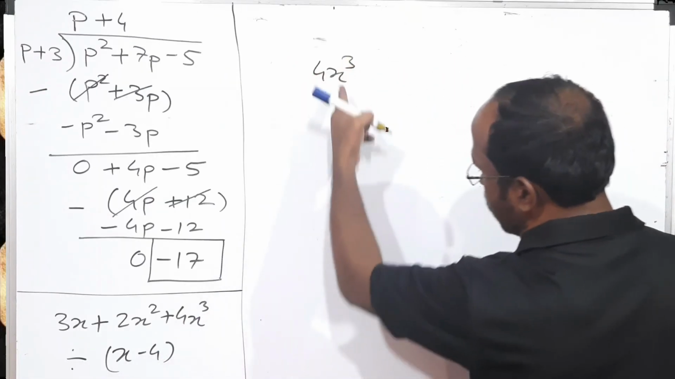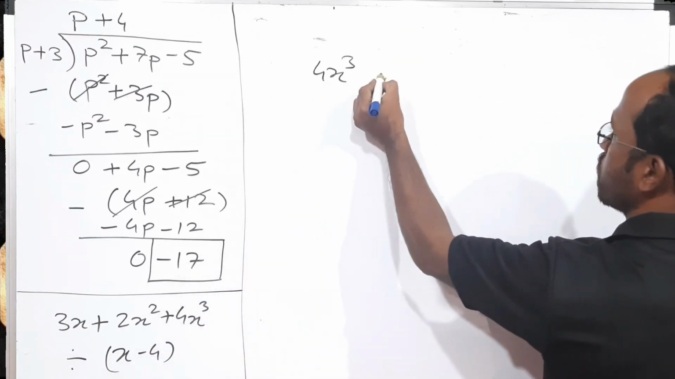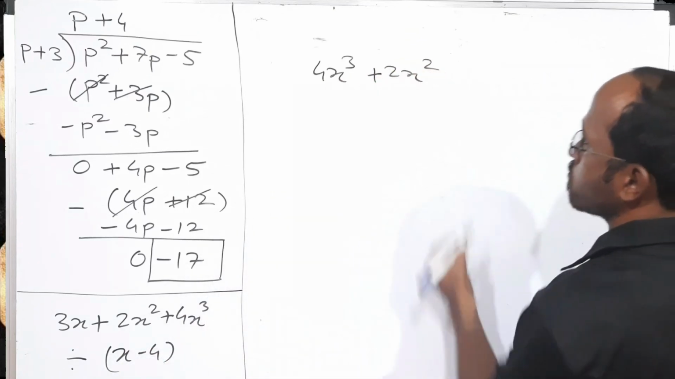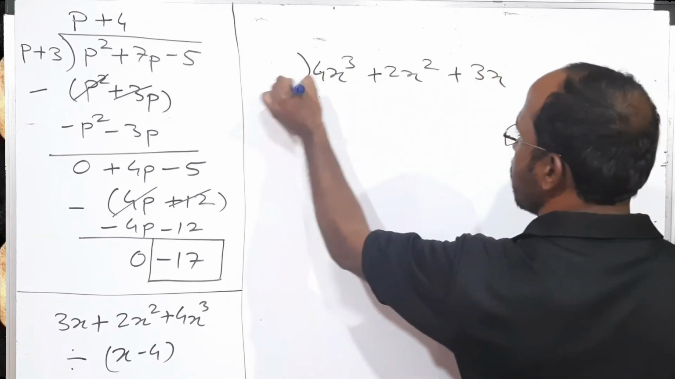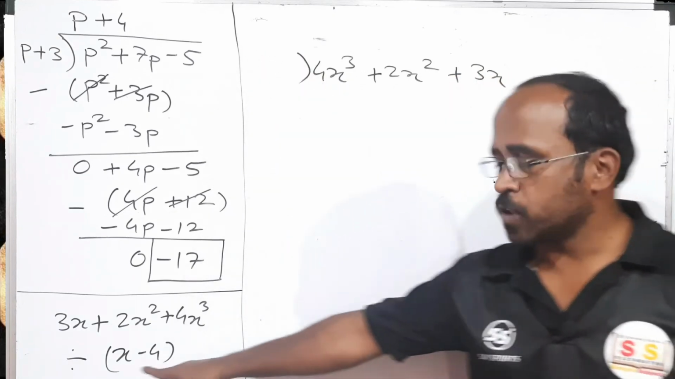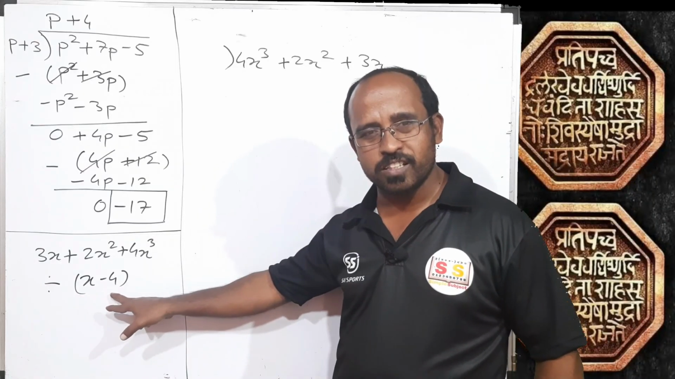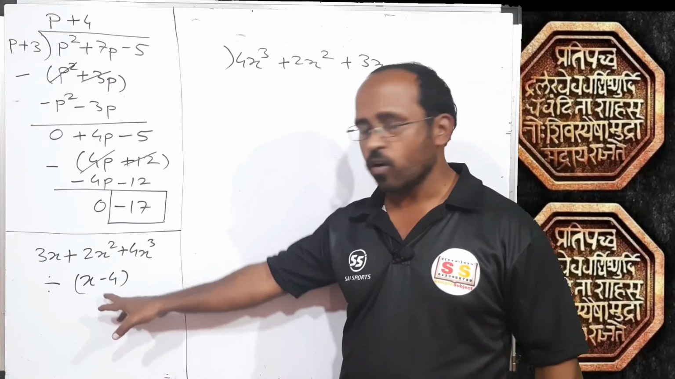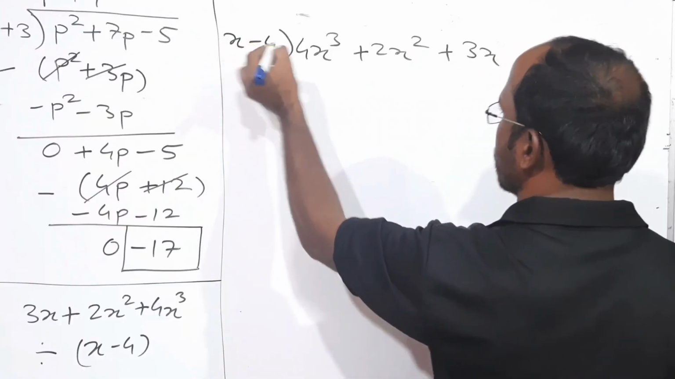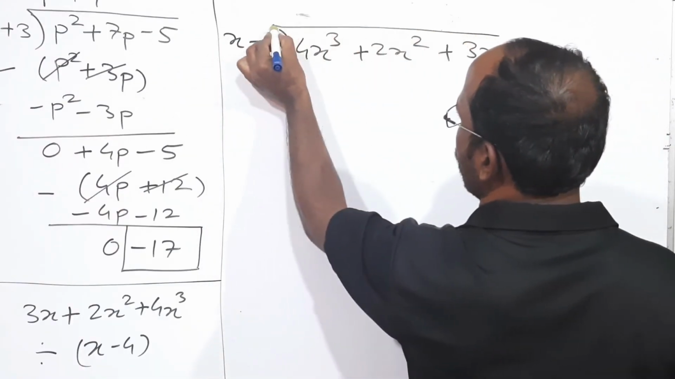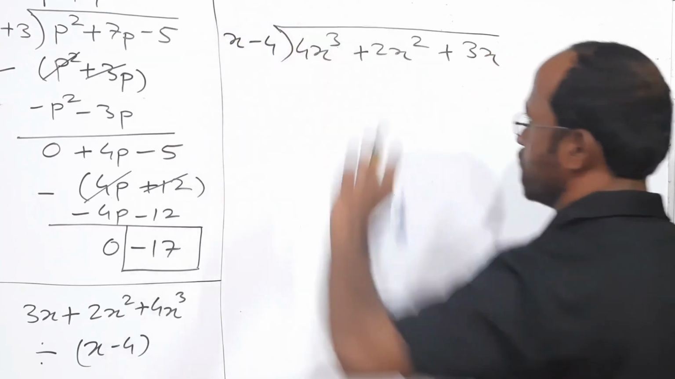Actually it is plus 4x cube plus 2x square plus 3x, and we have to divide it by x minus 4. Actually this also needs to be arranged in standard form, but it is already arranged. So let's write it as it is, x minus 4. Clear, students? Now let's divide as per our method.